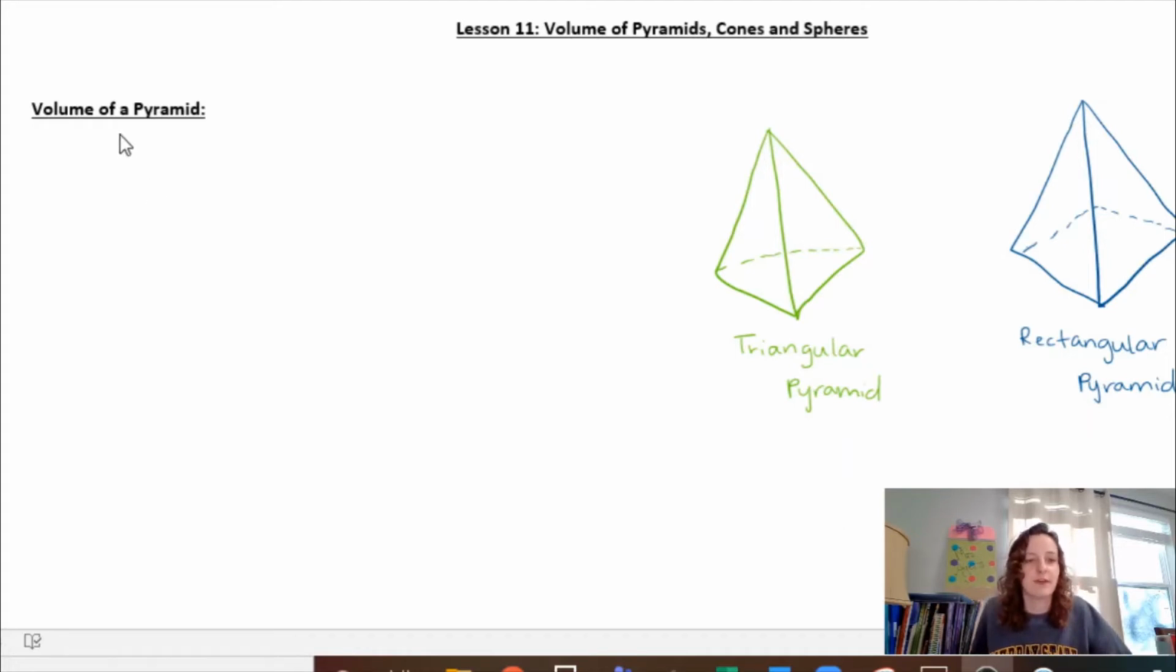So let's get started with the volume of a pyramid. To find the volume of a pyramid, you're going to take a third times your base area times the height of the pyramid. Notice here that I have two different types of pyramids. I have one that's a triangular pyramid, and it's called a triangular pyramid because the base along the bottom here is in the shape of a triangle. So you would have to find the area of that base, then multiply it by the height of the pyramid.